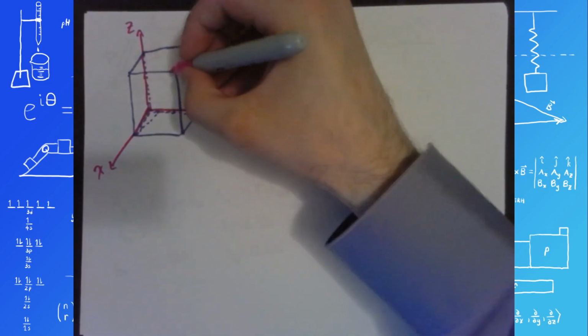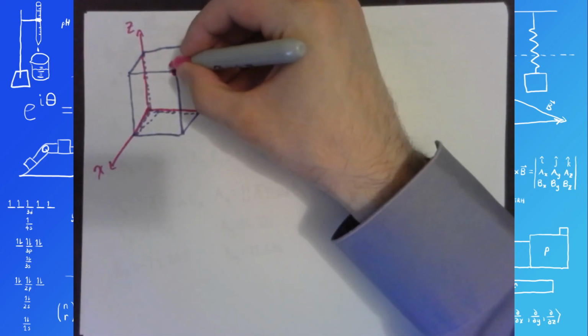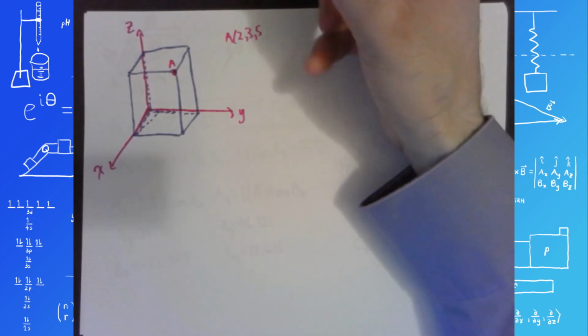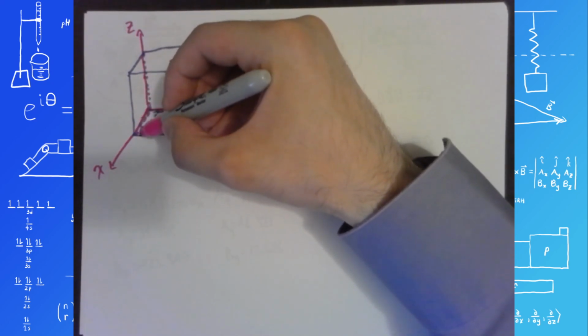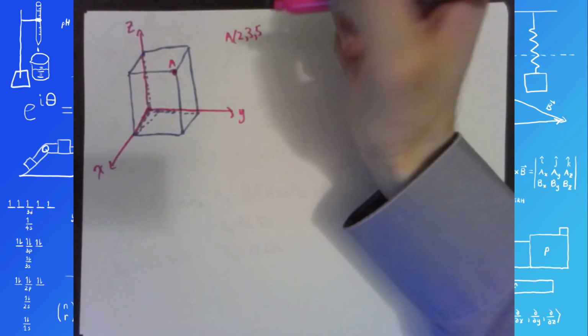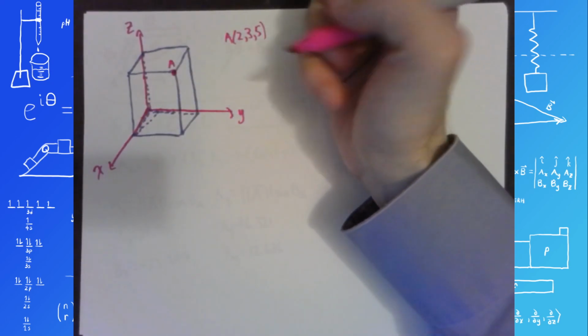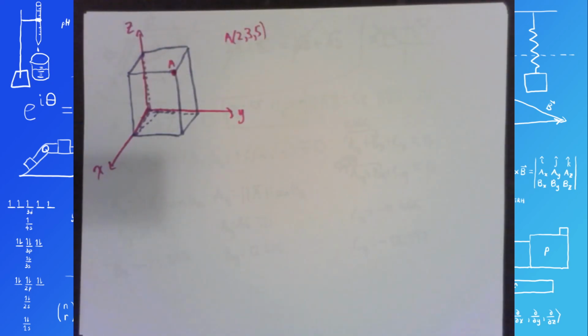And we've got this point over here, this point A. Point A is at 2, 3, 5. That is, it's two spaces away along the x-axis. It is three spaces away along the y-axis, and it's five spaces away along the z-axis. Find the coordinates of the other six vertices of the box. That's the first part. Find the coordinates of the other six vertices.